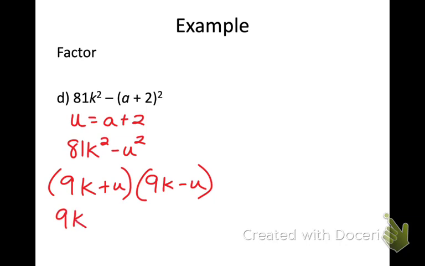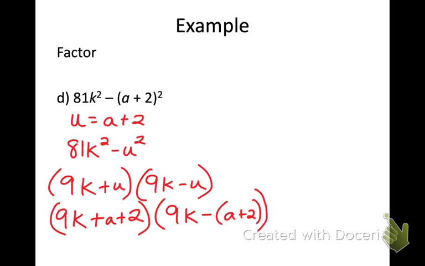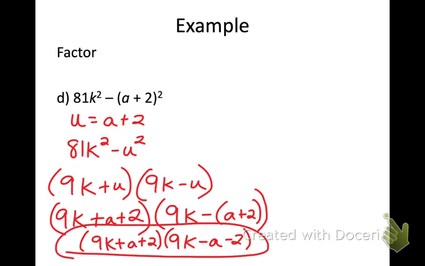So 9k plus a plus 2. Anything to combine there? Any like terms? Nope. So just leave it. And then we have 9k. Now this is where we got to be careful. When we do minus a plus 2, where do you think you're going to lose a point? You won't distribute your negative to that 2, right? So really it should be 9k minus a minus 2. So make sure you distribute it all the way through. So we get 9k plus a plus 2, 9k minus a minus 2.